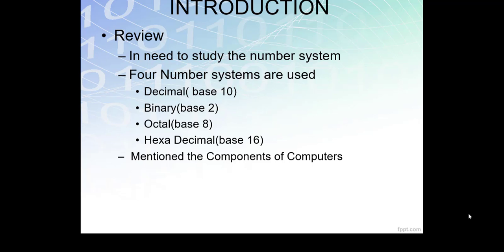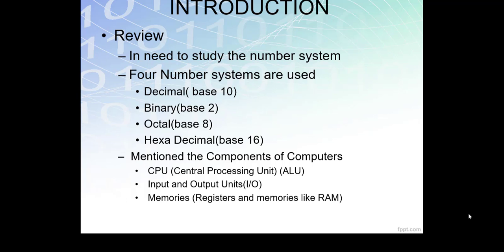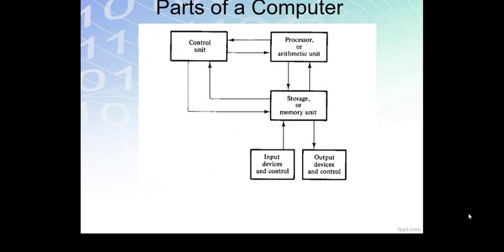Then we mentioned the components of a computer. A computer is having CPU, central processing unit. Within that there is a main device, arithmetic and logic unit, doing calculations. Then I/O, input and output unit, used for getting input and displaying outputs. Memory, varying from register to RAM, secondary storage, used for storing data. Then we represented the parts of computers. Typically, a computer is having these devices: processor or arithmetic unit, storage or memory unit, input devices and control, output devices and control, and one more important unit, what is that? Control unit.